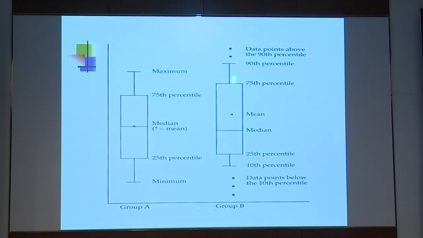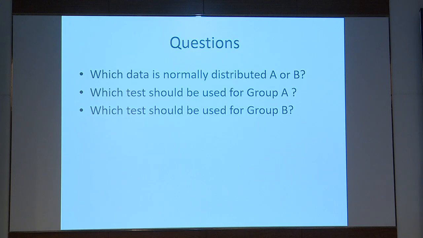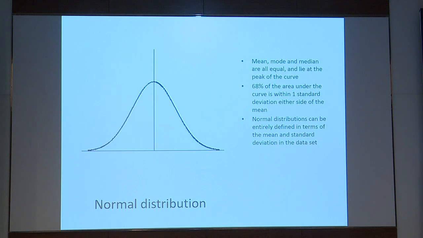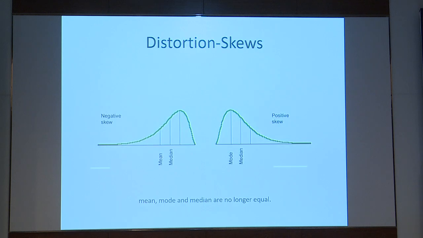This one is skewed. So your mean is there, the median is down. Many of these points are below this, a couple of them are above. So this is skewed data. This is non-parametric. You cannot apply parametric tests here. I'll come to that. So data A, normally distributed? Yes, normally distributed. Mean, median, mode, all are equal, and about 68% lie here, on either side. These are distortions or skews towards the right or towards the left. Positive skew or negative skew.